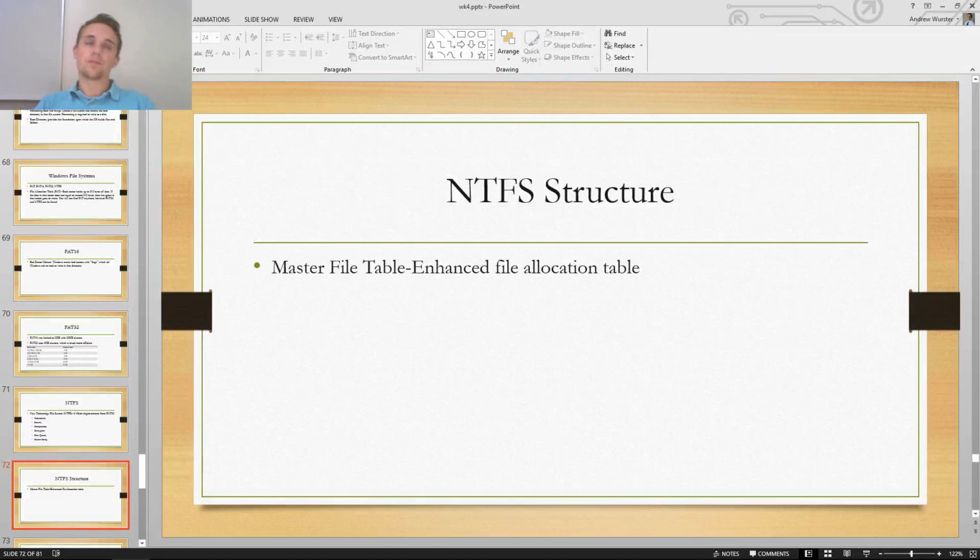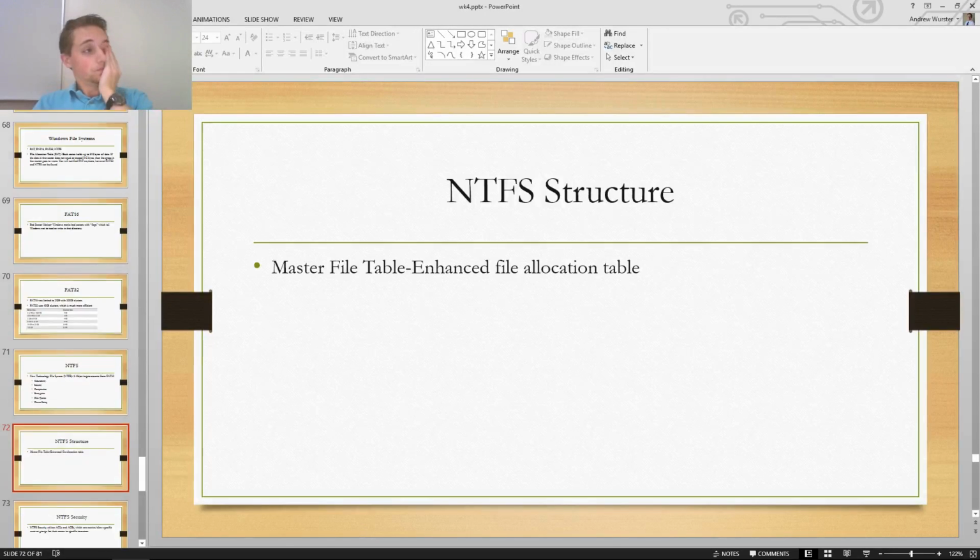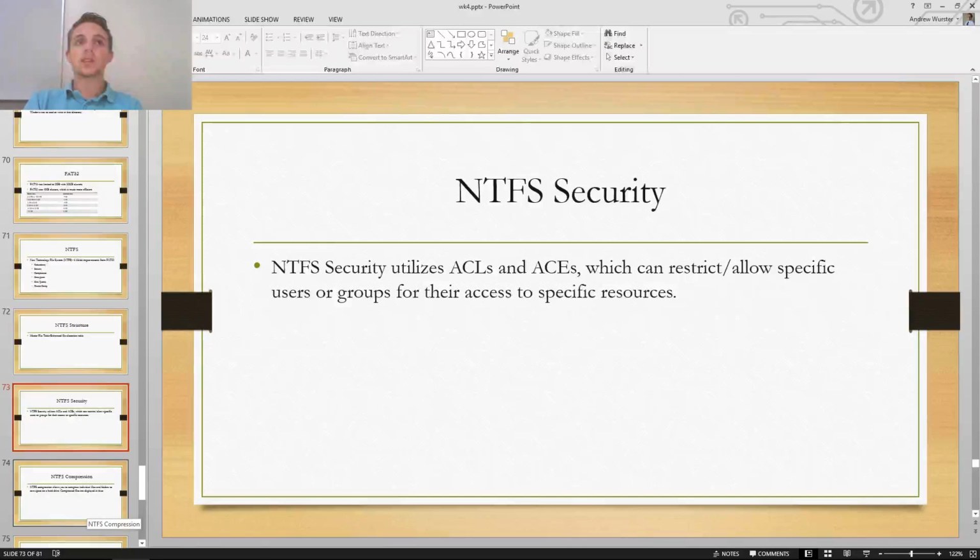Okay, so they have a better file allocation table as opposed to the original FAT32. So as I said, they use ACLs and ACEs, and make sure you know that ACEs are contained within ACLs, and there's a chapter later on which goes into more depth about this specifically.